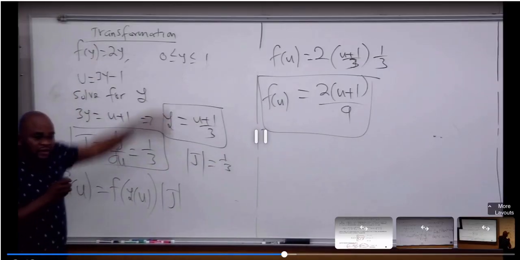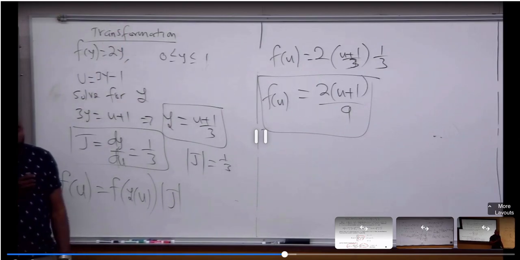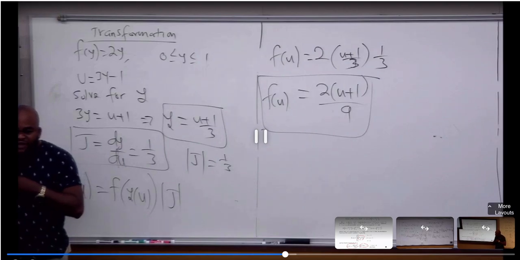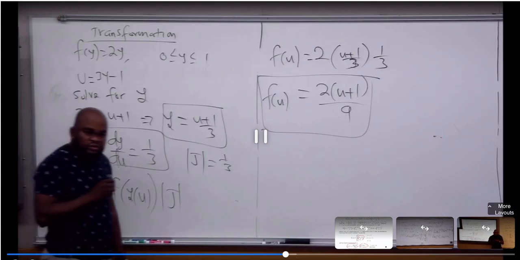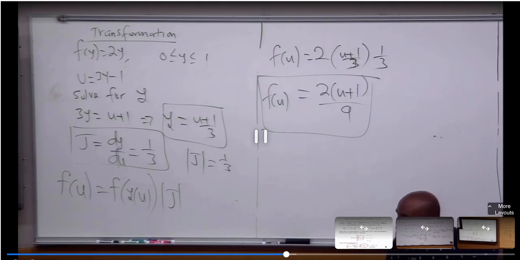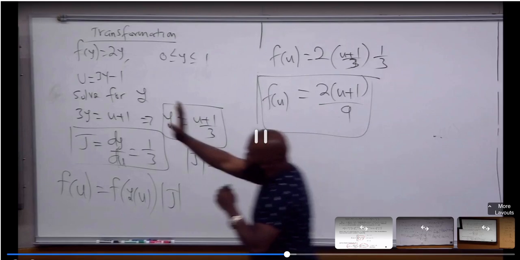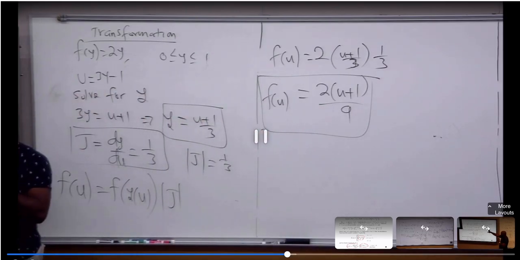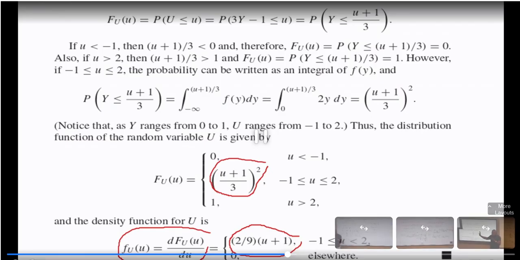So the approach here is a method of transformation for one-to-one, while the other approach is a method of distribution function. Is there any question on that? The two are going to give you the same result. Now, I just talked about the method of distribution function for one variable to one variable, and the method of transformation from one variable to one variable.